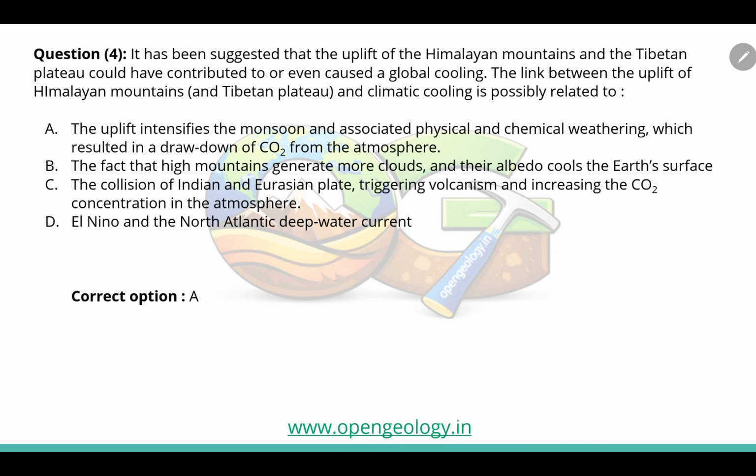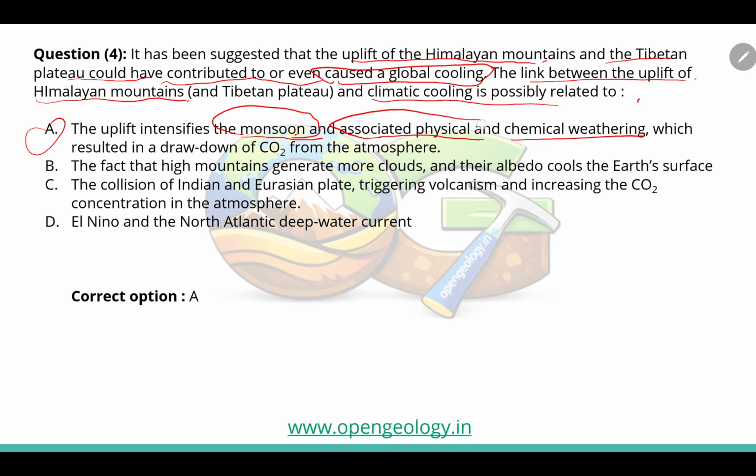Okay, then the next question is related to the uplift of the Himalaya. So the uplift of the Himalaya and the Tibetan plateau have contributed to or even caused global cooling. Now, how are these two, the uplift of the Himalaya and the climatic cooling, related? So the uplift intensifies the monsoons because it acts as a barrier to the monsoon, and associated physical and chemical weathering. So if it intensifies the monsoon, then more rain will happen and more physical weathering can happen.